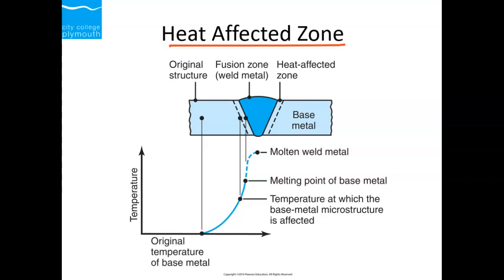Now, the further you are away from the fusion zone, the properties are likely to be the same. So the properties here may be the same as the properties here. The closer you get to the HAZ or the fusion zone, the properties are highly likely to change. Further away from here, the original temperature is the same, so there's not much variation. But as you get closer to the heat affected zone, the temperature of that metal is affected. Hence, the microstructure will be different.